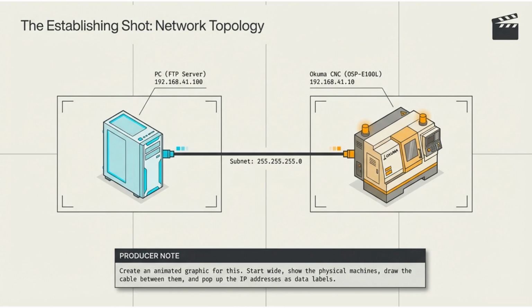Our network topology is simple. The PC will act as the FTP server with IP 192.168.41.100. The Okuma CNC, the client, will be 192.168.41.10. Both machines are on the same subnet, 255.255.255.0.